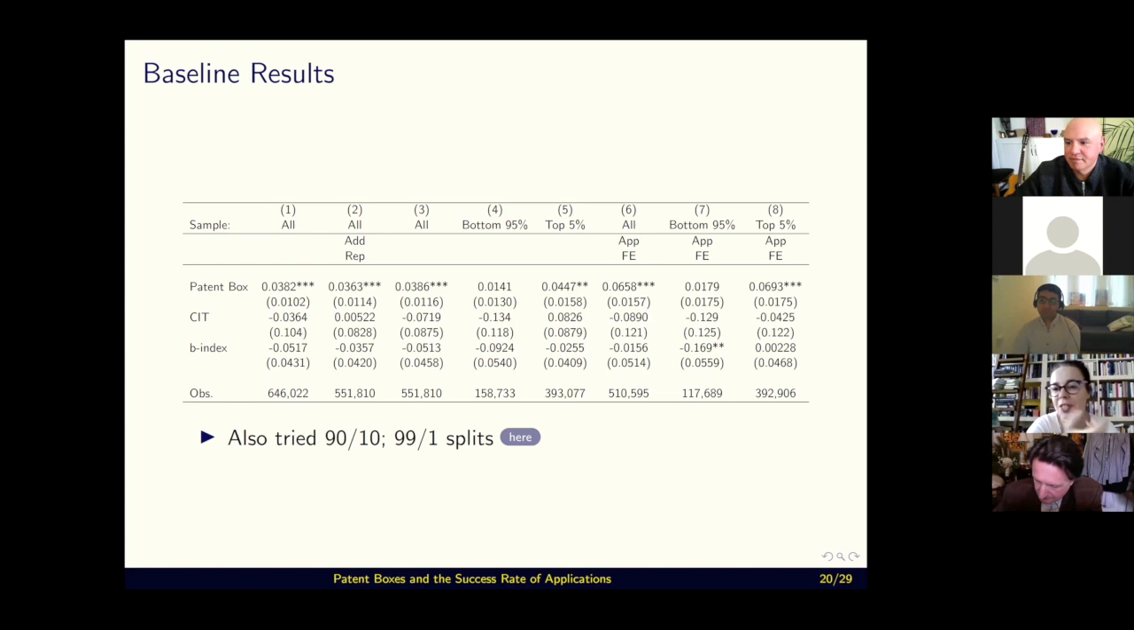So, sort of two responses. With the last one, that's why I like this. This is our main result here, where we're using the applicant fixed effects. So relative for me as a company, relative to my average across time, once that box comes into play, I do better. And it's not like when the box comes into play, I would move from the bottom 95 to the top five. It's the same group throughout the time.